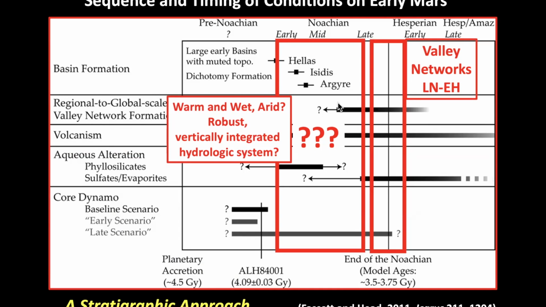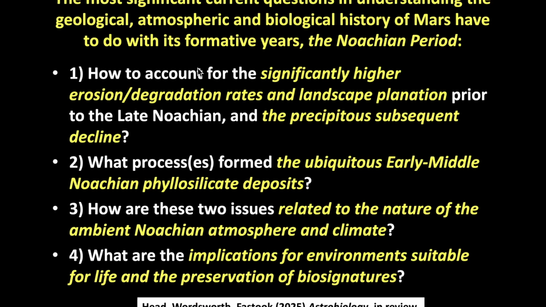And this brings us to the punchline here, which is the most significant questions in understanding the geological, atmospheric, and biological history of Mars, using this inverse model and working backward, have to do with the Noachian period. How do we account for significantly higher erosion degradation rates and basically landscape planation? I mean, you're losing all kinds of craters less than 10 kilometers in diameter. It's a smooth surface. The craters, rim crests are gone. The craters are filled with material, et cetera.